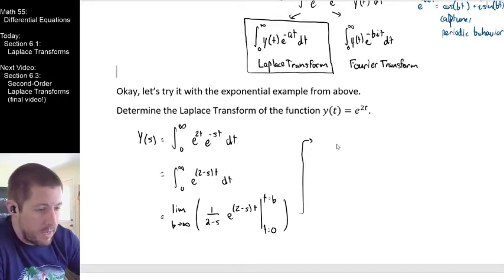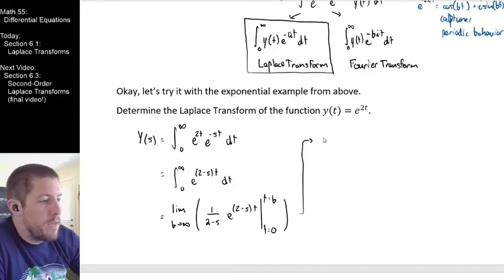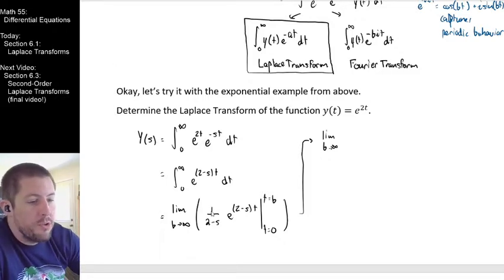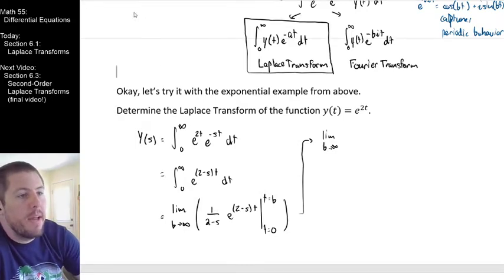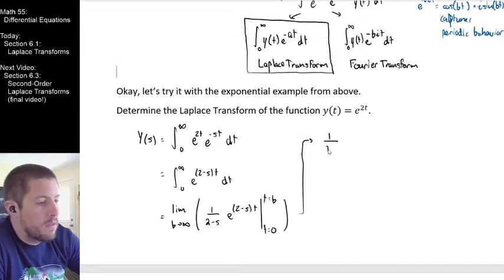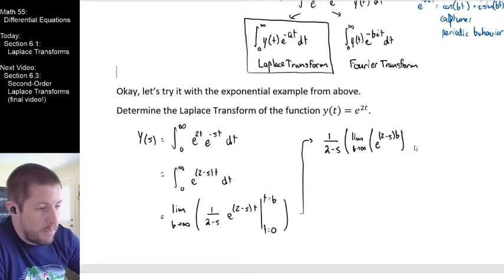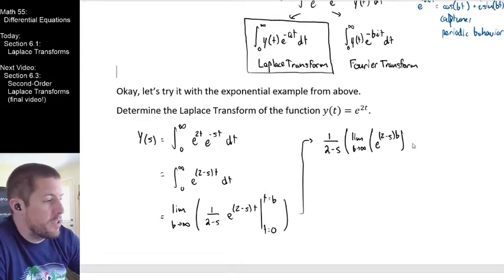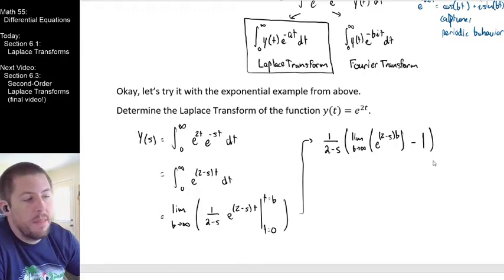And let's take a look and see what this looks like right here. It looks like to me we're going to get the limit as b goes to infinity of, and in this case right here, I am seeing that the 1 over 2 minus s doesn't have anything to do with the b. So I'm going to actually stop for a second and pull that stuff out in front of the limit since it's not affected by the limit. Limit as b goes to infinity of e to the (2 minus s)b. And notice that when we plug in 0 for t, we're just getting 1 out from our exponential expression right here. So I'm going to get a minus 1 right there.